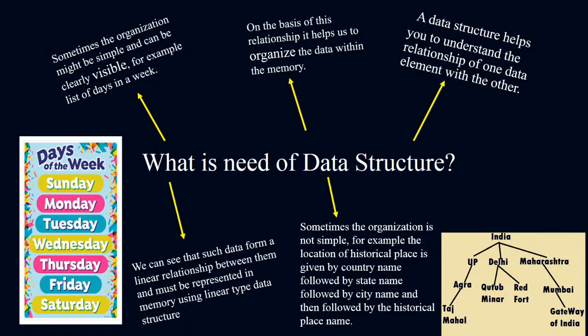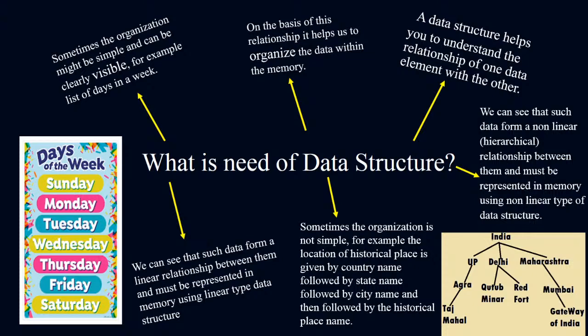When you have to show such type of information, you have to show it in a hierarchical manner, where at the top there will be a country, below that there will be states, and below that there will be cities in which these historical places are there. Clearly, this type of data does not have a linear relationship. Rather, this type of data has a hierarchical relationship.